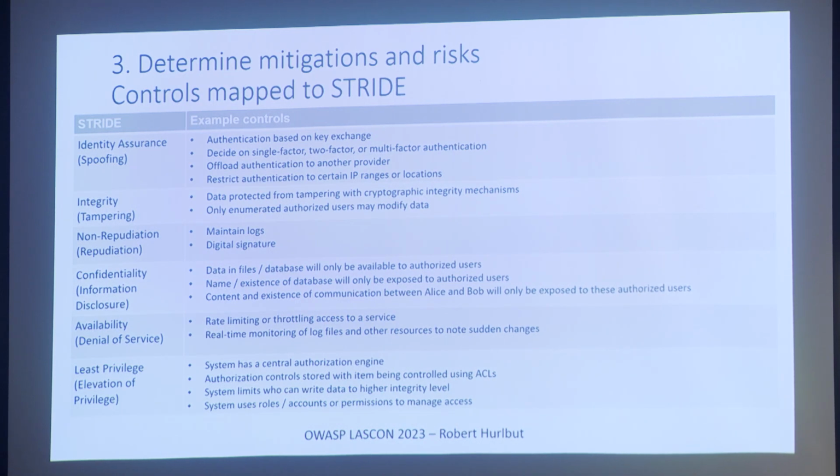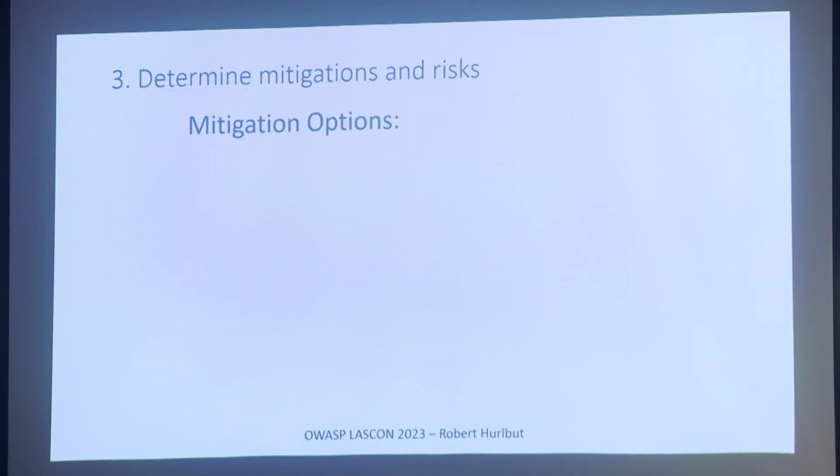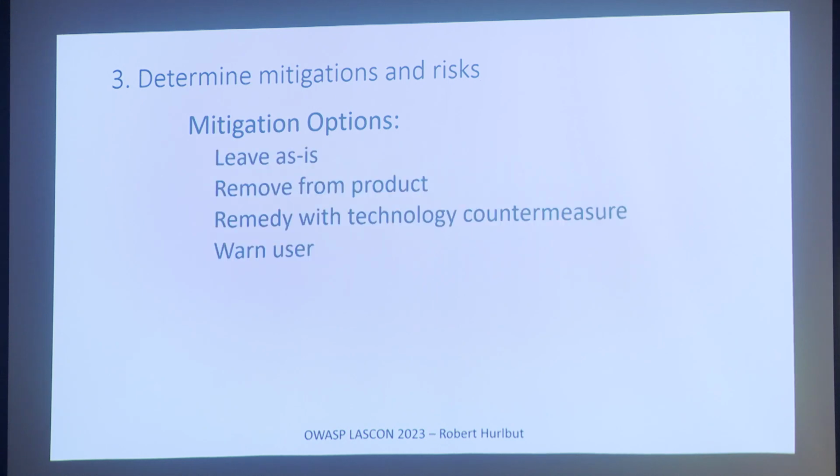So a lot of good controls are available that help you. Once you've identified the threats, what are the good mitigations? Now, you have some options, of course. You can leave it. We figured out there's a threat, but we're simply not going to deal with it. You can remove that issue. If you find out a particular issue in the system is leading to a potential threat, remove that feature. You can remedy with a technology countermeasure. That's ideal. Or just simply warn the user, hey, there's an issue here.